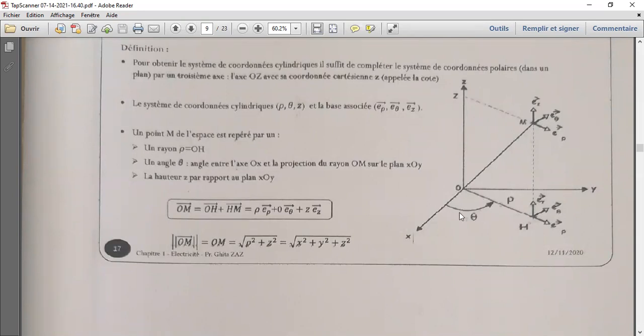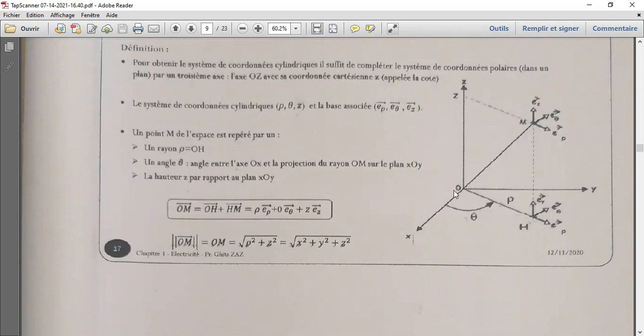So I have to move the angle, which is theta, between X and Y. Then I have to move a height relative to the plane XOY. I have to move a height, which is Z. Then for me to have my OM, actually it is just my OH plus my HM.